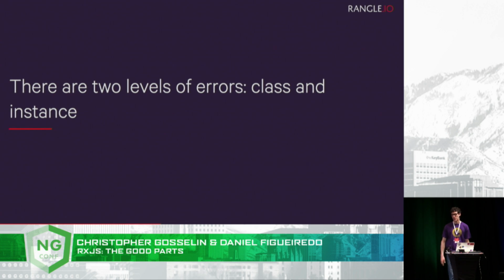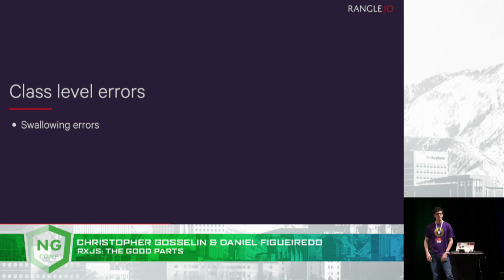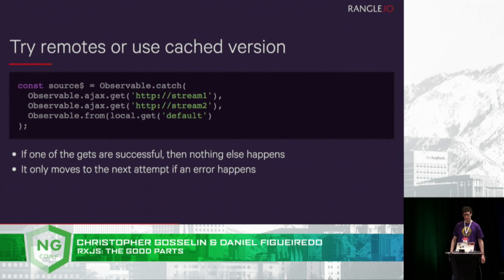And there are 2 levels of errors. There are class level errors and instance level errors. We're talking about class level errors first. Usually, you want to deal with multiple observables at the same time. And one of the use cases is swallowing errors. Let's get an example of that.